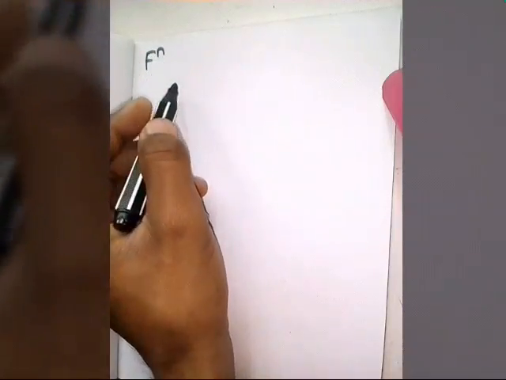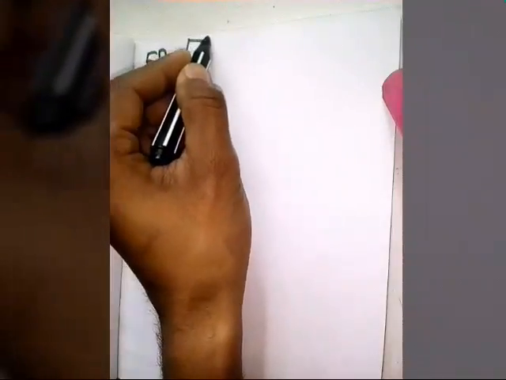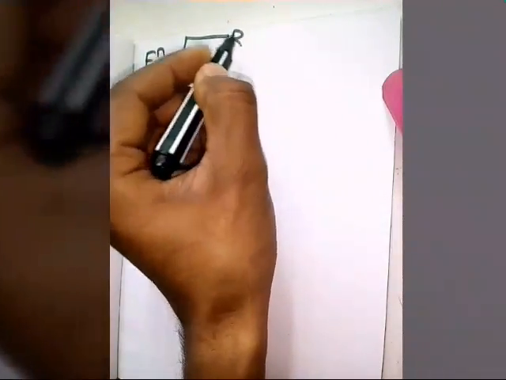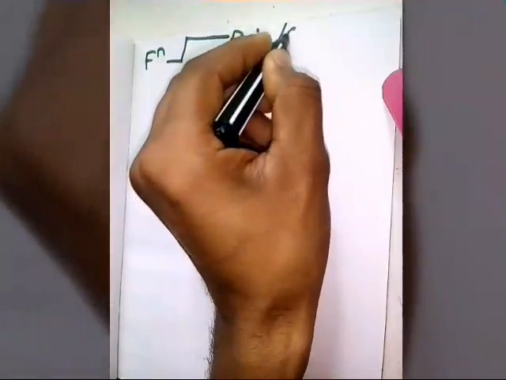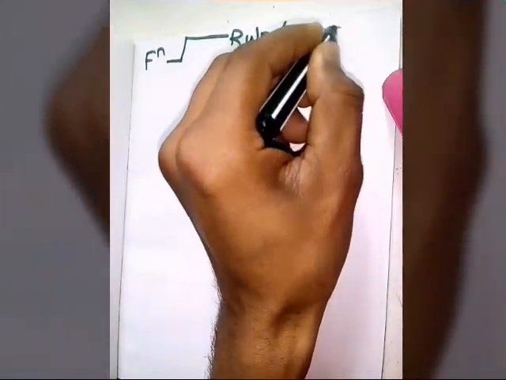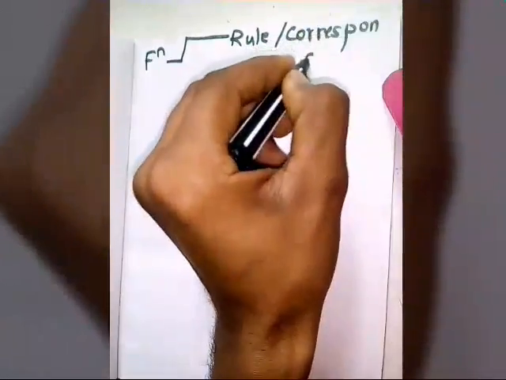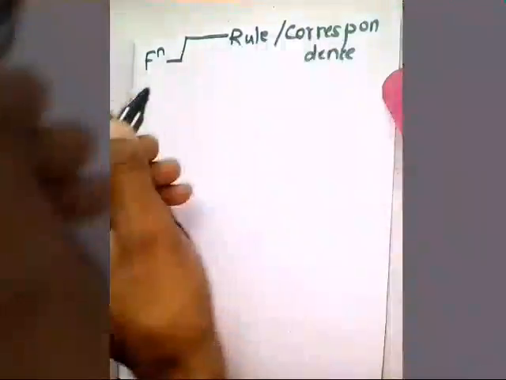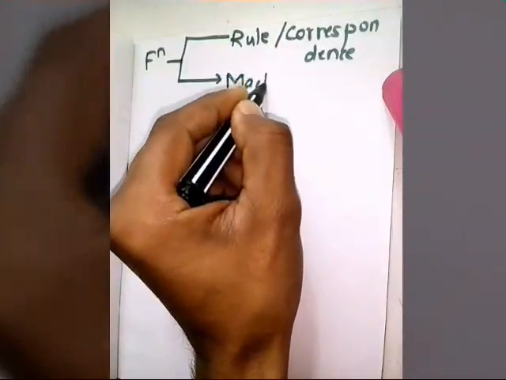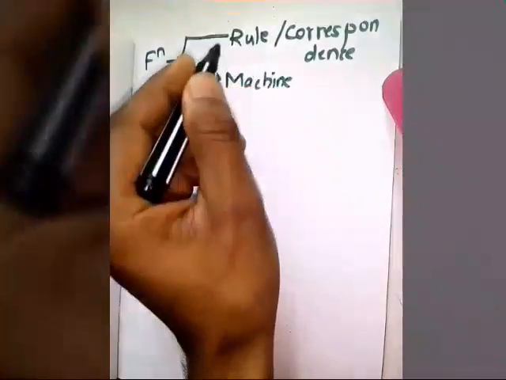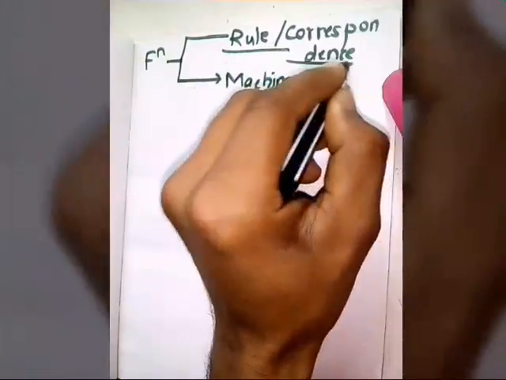Now function can be understood in two ways. If we try to understand function, I'll explain function in two ways. Function as a rule, or sometimes you'll find it called correspondence, function as a correspondence, or function as a machine. Okay, so let's talk about function as a rule or correspondence.